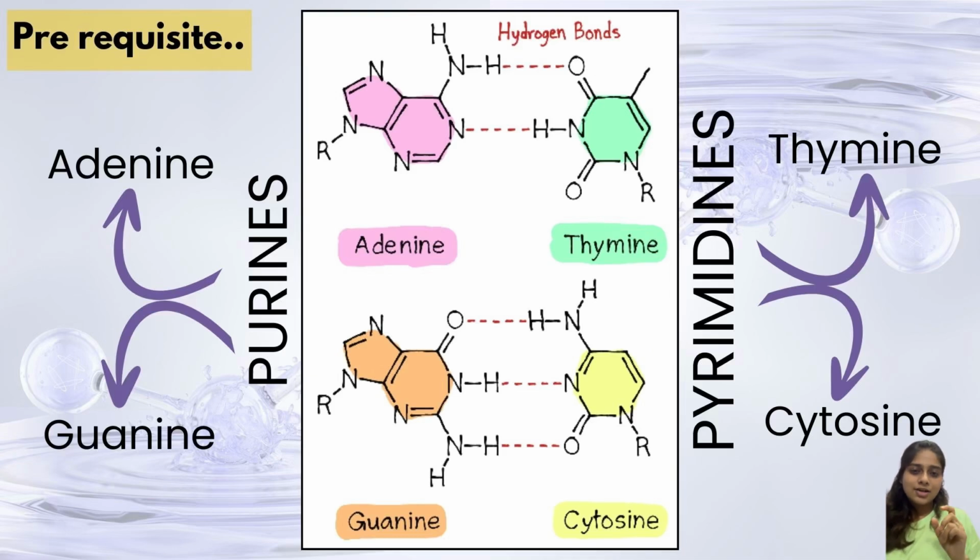So the nitrogenous bases present in DNA are categorized as purines and pyrimidines. So purines are two ringed structures, adenine and guanine, and pyrimidines are single ring structures, like thymine, uracil and cytosine. Now adenine always pairs with thymine. Thymine always pairs with adenine via double bonds. Whereas guanine and cytosine pair with each other via triple bonds.